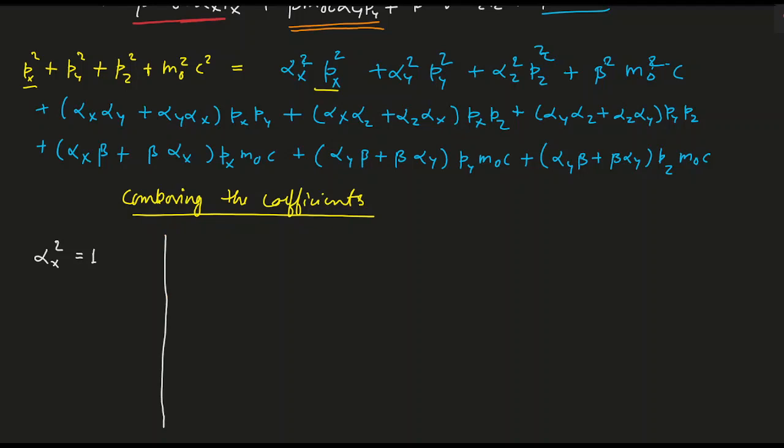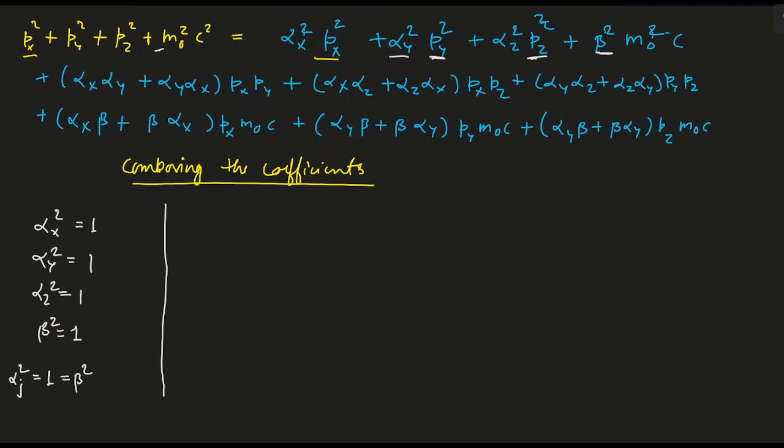Similarly, py square's coefficient is alpha y square in the RHS, and in the LHS it is 1. For pz square, the coefficient is alpha z square, which is 1 in the LHS. Similarly, beta square is also 1. So in general, you can say alpha j square is equal to 1, which is also equal to beta square, where j is x, y and z.